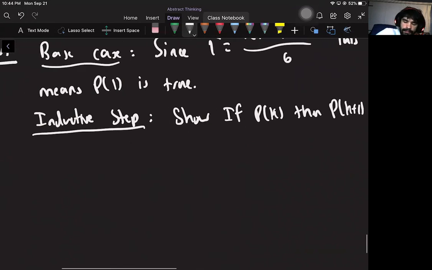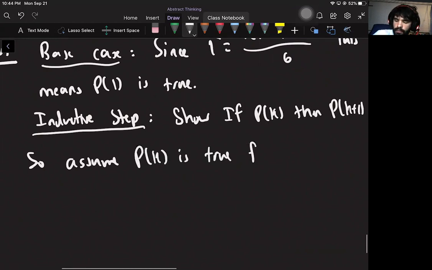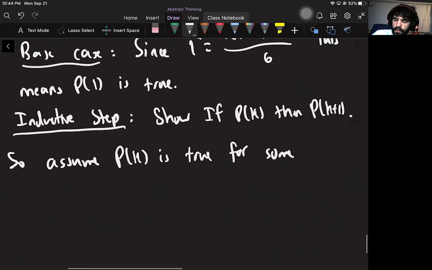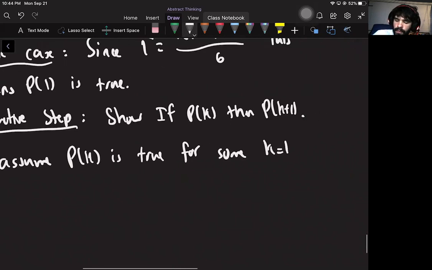So assume P of k is true for some k, so k is in this list. The point is we're showing that P of k will always imply P of k plus 1. It doesn't matter what k actually is as long as it's in this list of numbers from 1 to forever.